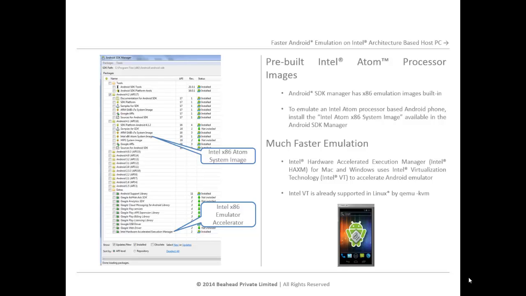For HAXM to work, three key things are important. First, the virtualization technology has to be enabled in BIOS. Second, the Intel x86 system image should be downloaded for the platform which you are targeting your application towards. And also you need to install the Hardware Accelerated Execution Manager component from your Android SDK Manager. On Linux, Intel VT is supported by QEMU KVM.